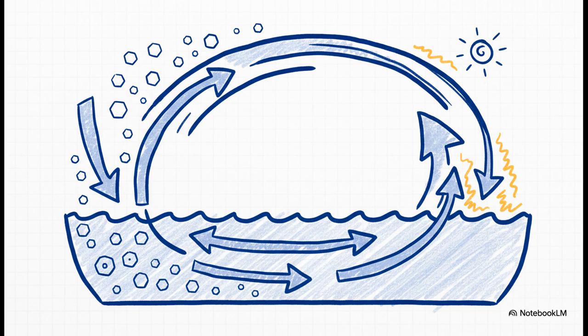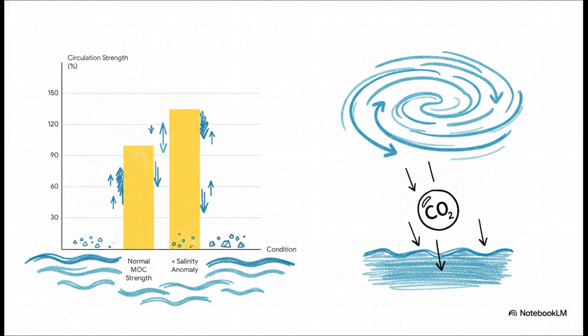First up is circulation. This one is pretty straightforward physics, actually. The saltier water is, the denser it is. And that extra density is what makes water sink in the polar regions, which in turn powers this massive global current we call the ocean conveyor belt. And what's wild is how sensitive this system is. Just a small increase in salinity can actually speed up that global conveyor belt, what scientists call the meridional overturning circulation, or MOC, by a whopping 20 to 50%. That directly changes how fast CO2 gets pulled from the surface down into the deep ocean.